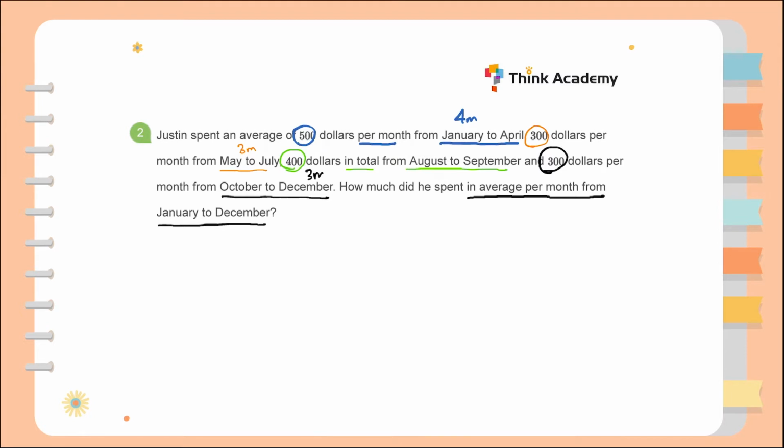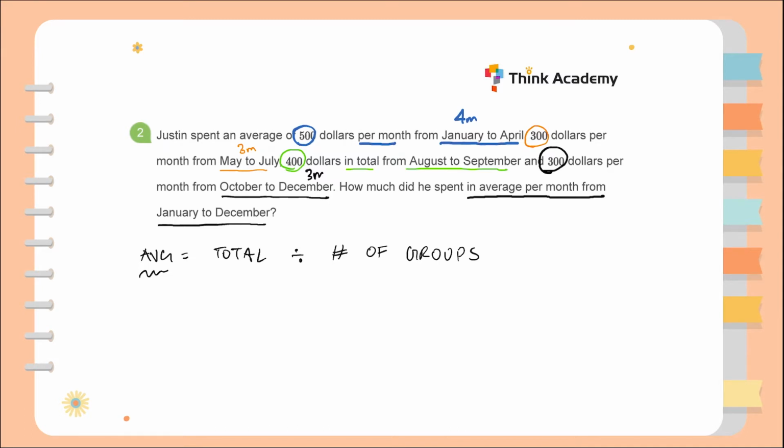Let's recall a little bit. Average is the total divided by the number of groups. Very good. We have the total of what? We need to find the total spending in all of those months, right? Let's find the total spending.